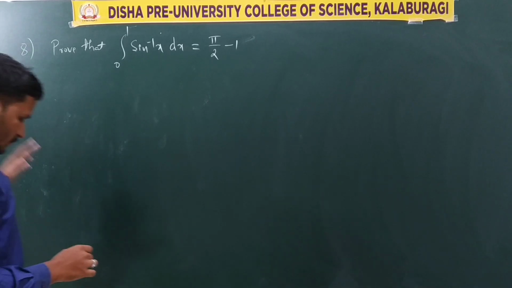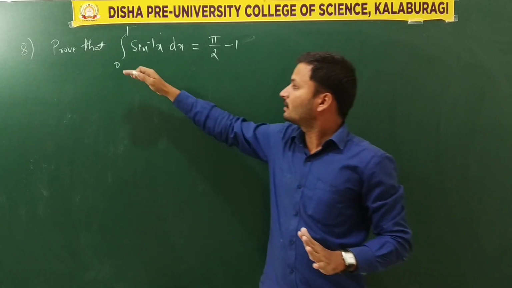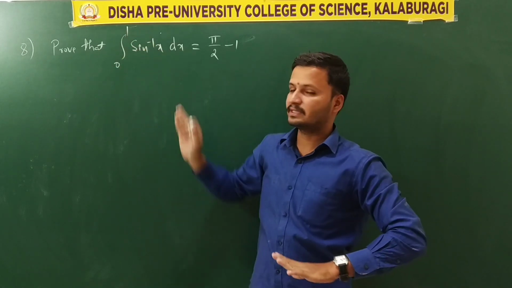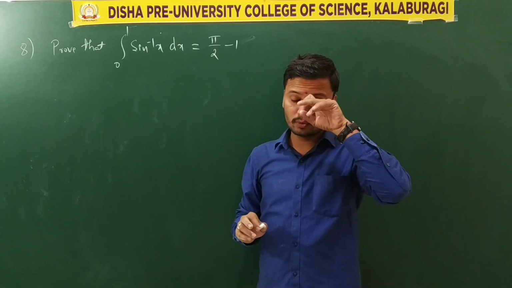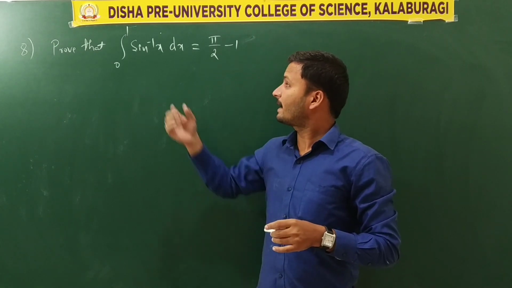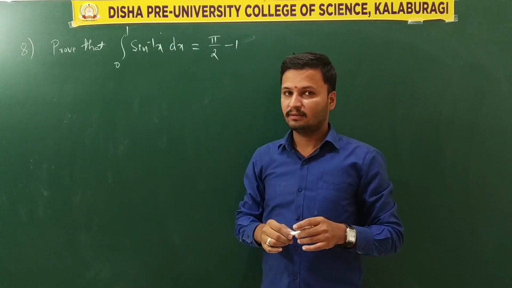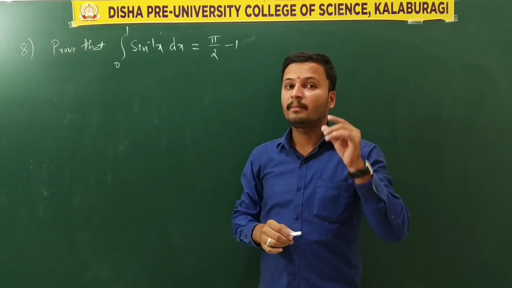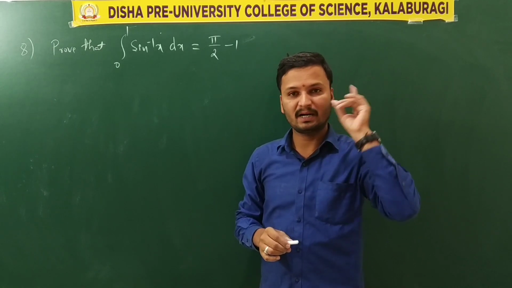Next, the 8th question: prove that integration from 0 to 1 of sin inverse x dx is equal to pi by 2 minus 1. So how to find the antiderivative of sin inverse x? We know, by using the integration by parts method.